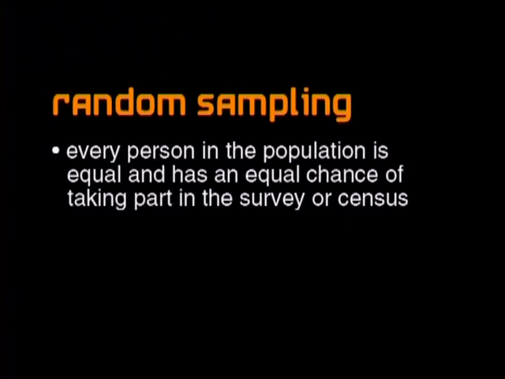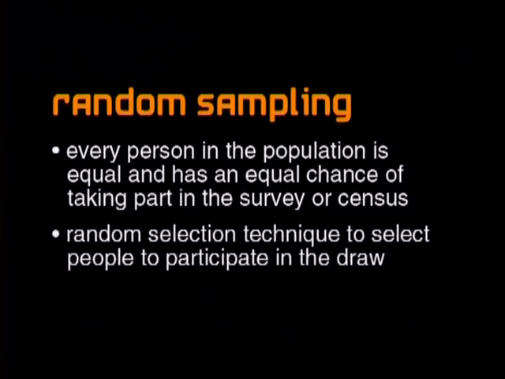The first is called random sampling. Random sampling works on the idea that every person in the population is equal and has an equal chance of taking part in the survey or census. We then use a random selection technique to select people to participate in the draw. What is a random sampling technique? It's a technique that makes the sampling random. For example, drawing from a hat or using a computerized random selection tool to determine whether a person should be used in the sample. Oh, so if we used this method to find out about the waiters, they would have no control over which customers would be surveyed.